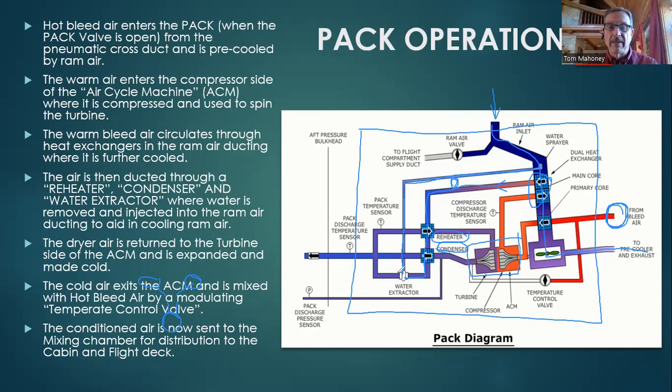The drier air now, this is dry air coming this way, is returned to the turbine side of the air cycle machine. We call it the ACM. And when it gets to the turbine side, the air is expanded. And when it expands, now that air gets even colder. It then comes along and goes out this direction and passes on.